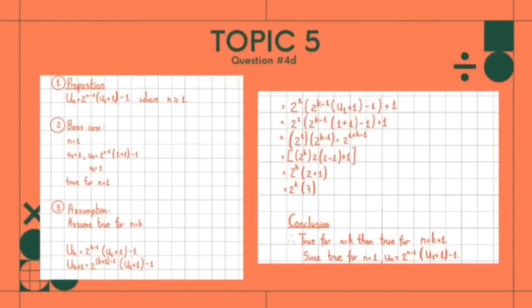We then have uk plus 1 equals 2^(k plus 1) minus 1 in bracket (u1 plus 1) minus 1. Solving this equation using indices as well, we will get the last answer as shown in the picture. So I can conclude that if it is true for n equals k, then it is true for n equals k plus 1. Since it is true for n equals 1, un equals 2^n minus 1 in bracket (u1 plus 1) minus 1.